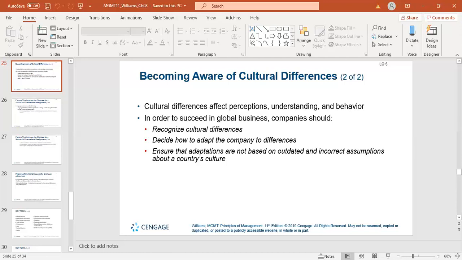So why wouldn't it be beneficial for somebody to speak multiple languages?